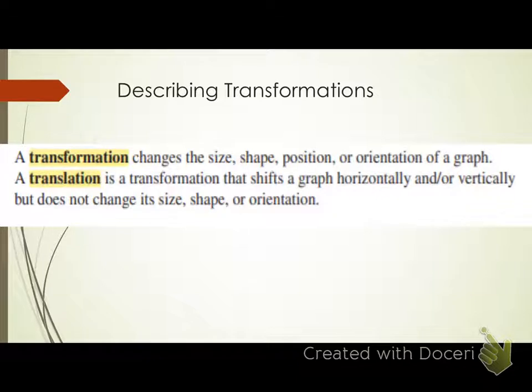Okay, describing transformations. Here's the definition of a transformation. A transformation changes the size, shape, position, or orientation of a graph. So like we said before, all of the graphs are transformations of our parent functions. A translation is a transformation that shifts a graph horizontally and or vertically, but does not change its size, shape, or orientation. I would know those definitions if I were you. So if you need to write them down, write them down. I would know what they mean.